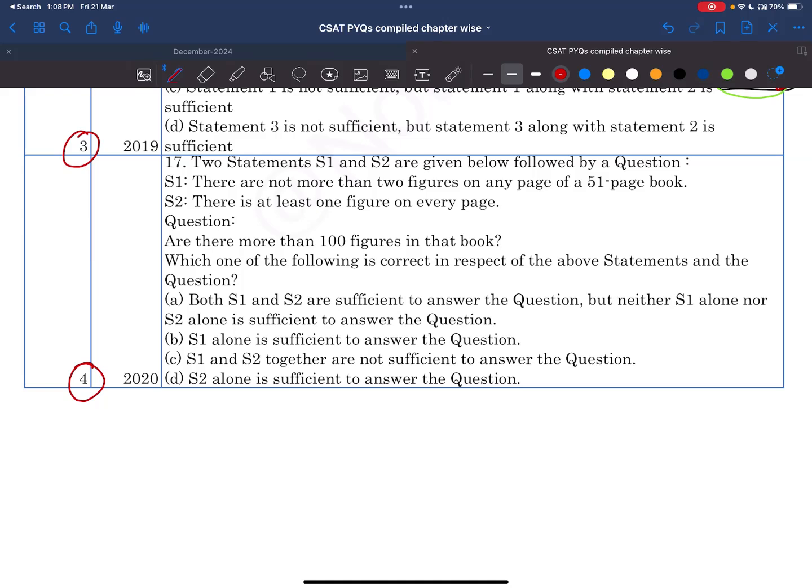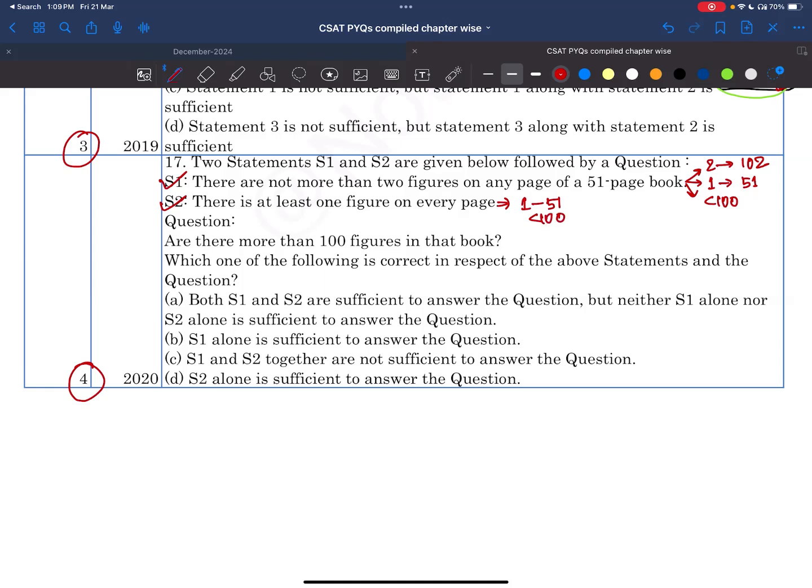2 statements S1 and S2 are given below, followed by a question. S1: There are not more than 2 figures on any page of a 51-page book. If there are 1 or 2 figures per page, and there is only 1 figure, we'll get 51. Anything between these two, we'll get less than 100 pictures. S2: There is at least 1 figure on every page. If only 1 figure is there, we get 51 pictures. In between 1 and 2, we'll get less than 100.